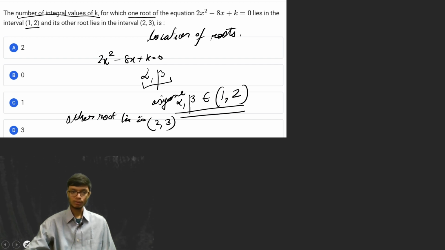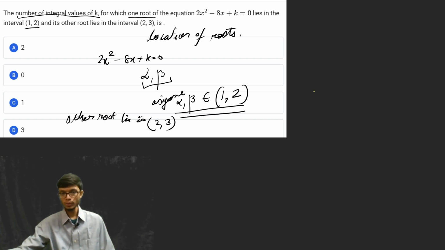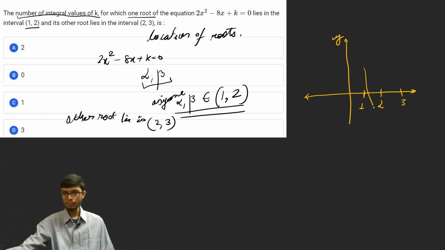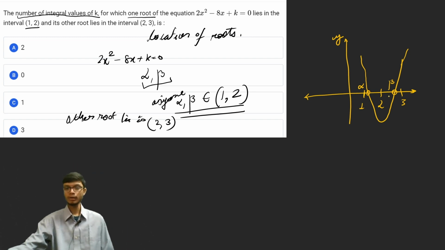If I try to draw this diagram, that will be more clear. If you plot the roots on the x-axis and the graph on the y-axis, it is saying that one root will be between 1 and 2 and the other root between 2 and 3. That means the parabola will look something like this, with one root between 1 and 2 and the other between 2 and 3. If I write these as alpha and beta, this will be the case of the quadratic equation. The graph of the quadratic expression will be of a similar fashion.